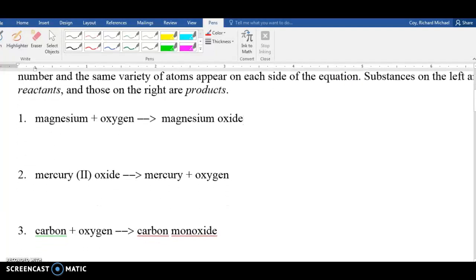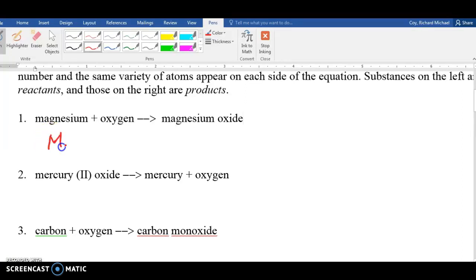Here's problem one. I'm going to fly through these rapid fire, and you can follow along with me, or you can just download the answers and check your work. Of course, remember you can always pause and replay parts if you're curious why or how I'm doing what I'm doing. Okay, magnesium plus oxygen makes magnesium oxide.